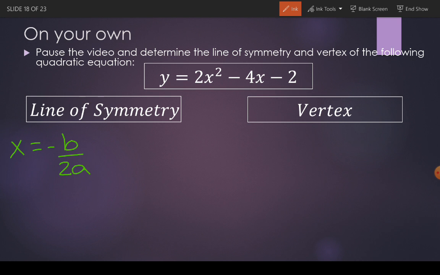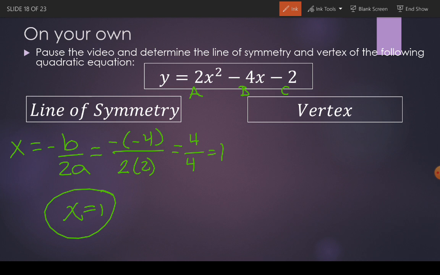Okay. So our a value is 2, our b value is negative 4, and our c value is negative 2. So here we'll have negative 4 over 2 times 2, and this gives us 4 over 4, which is 1. So we found the line of symmetry, x equals 1.